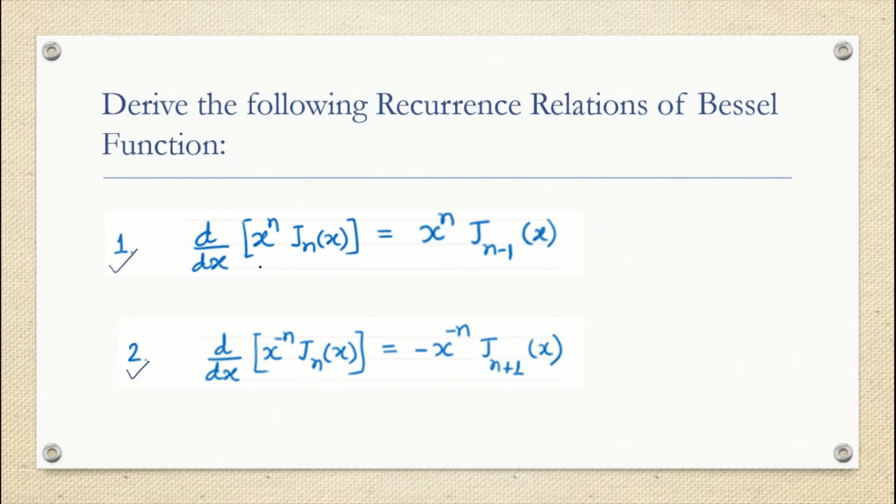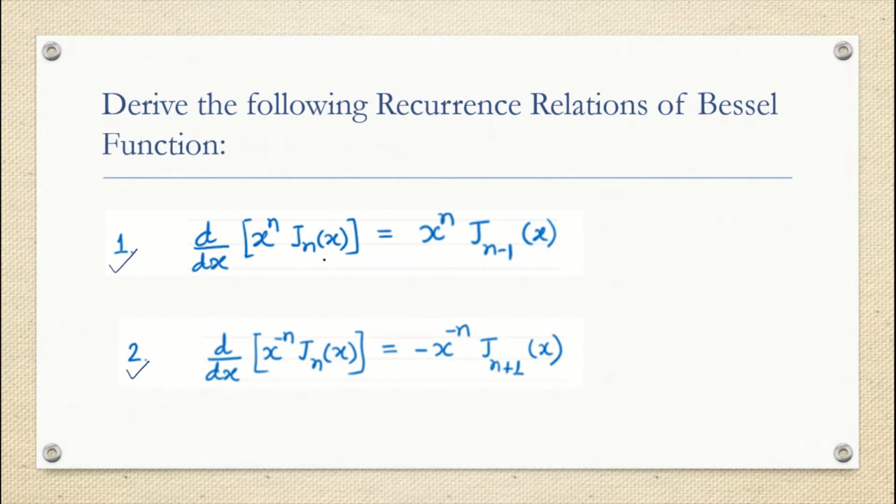The very first derivation is for d by dx of x raised to n J n x, which is equal to x raised to n J n minus 1 x. And the second recurrence relation is d by dx of x raised to minus n J n x equals minus x raised to minus n J n plus 1 x. These two you can relate with each other; the only difference is that on the left hand side you are multiplying J n x with x raised to n and x raised to minus n respectively, right?